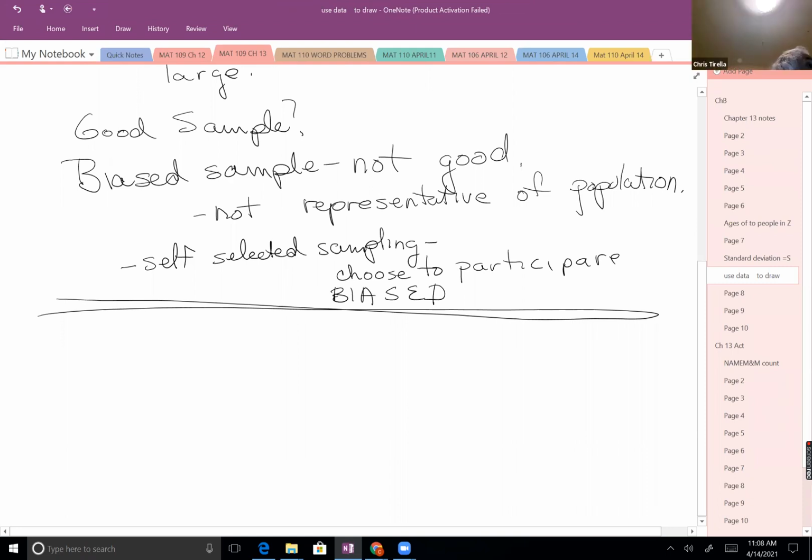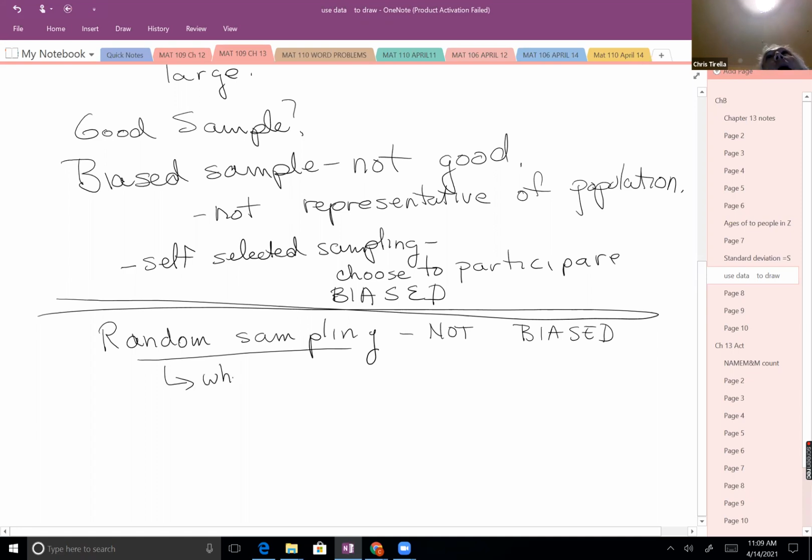And so in the handout for the notes, the next thing that I cut off was the idea of random sampling. It's usually the gold standard. It's not biased. And it's where every member of the population has an equal chance of being selected.